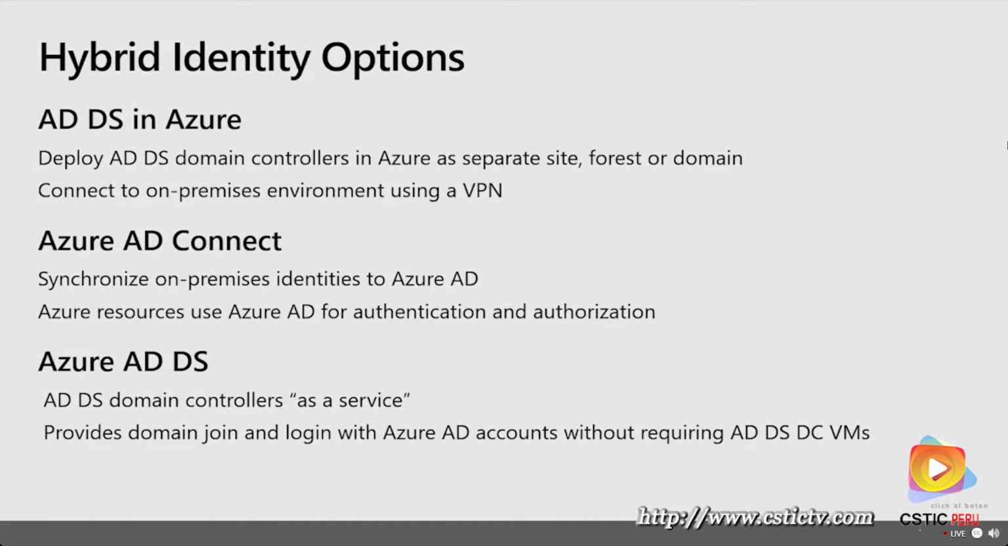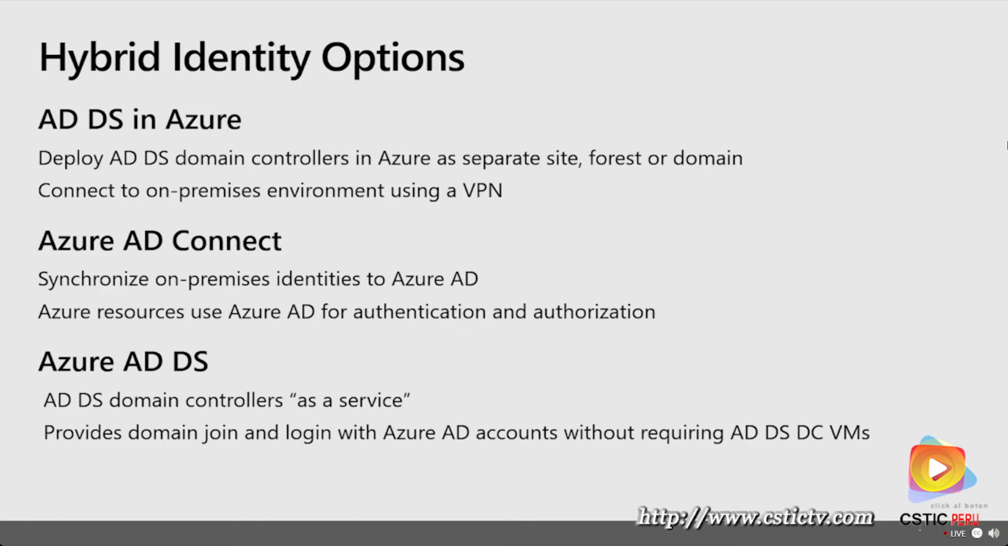If we've got user accounts sitting inside Active Directory in our Windows Server on premises, we have a number of options for how we can configure our Azure resources to be able to use those identities. Our options start with Active Directory Domain Services inside Azure. So this is where we are deploying servers that are running Active Directory as domain controllers inside Azure as virtual machines, as a separate site, a forest, or a domain. And they're connected back to our on-premises environment and our other domain controllers using a VPN connection.